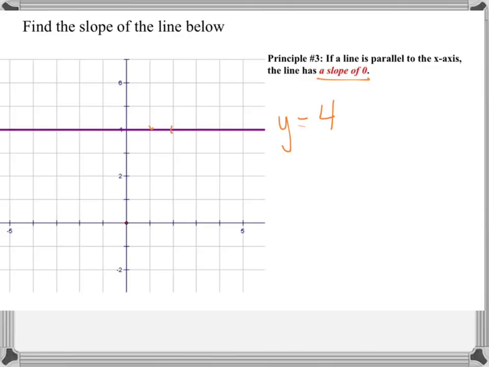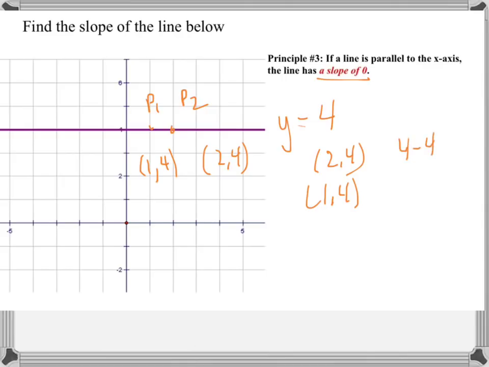And if we take 2 points, we can see why that is. So this would be P1, this would be P2. This point here is 1, 4, and P2 is 2, 4. Okay, and so let's write them vertically here. We'd have 4 minus 4 over 2 minus 1, which is 0 over 1. Okay, 0 divided by 1 is 0. You can divide 0 by 1, you just can't do it the other way around. So here the slope is 0.